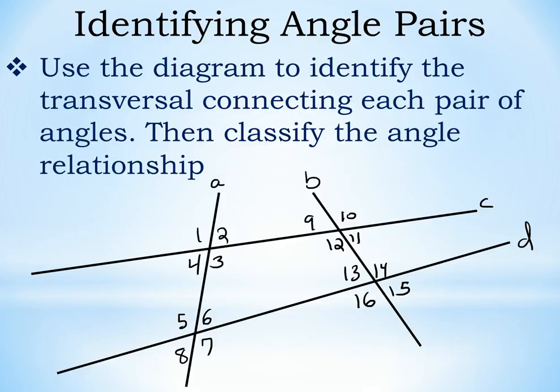What we're going to do is identify first the transversal connecting each pair of angles I give you. For example, if I give you angles 1 and 9, they're formed by transversal C. And you'll be asked to classify the angle relationship using the different terms we've used thus far. So again, pause if you need to finish copying down this diagram and the directions.